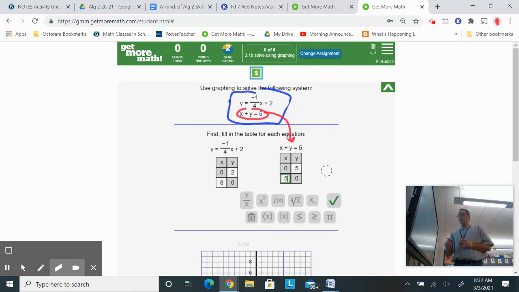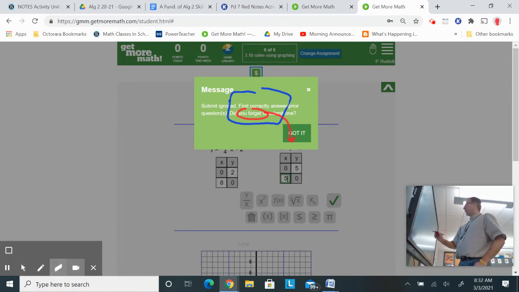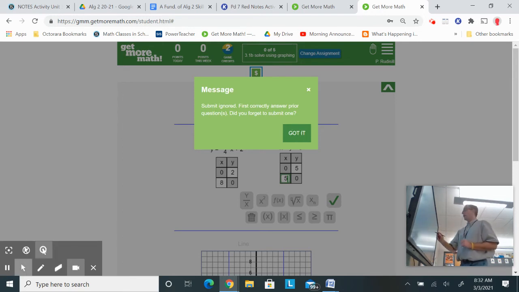Now what we're supposed to do next is hit the green check mark to make sure you have your t-charts filled in. So hit the green check, and it says submit ignored. First correctly answer prior questions. So you know what I need to do here? Let me clear off all of those things so you can read it. Did you forget to submit one? I should have checked the first t-chart. I think that's what I need to do. So let me tap got it.